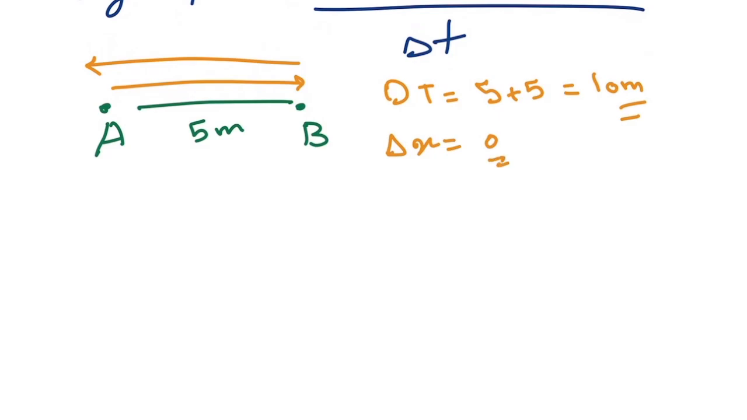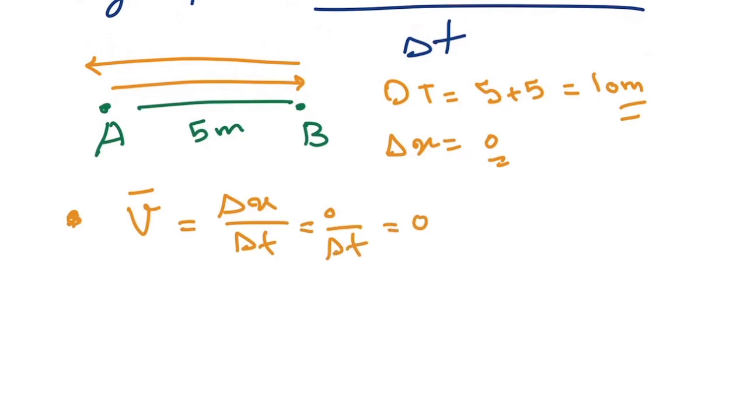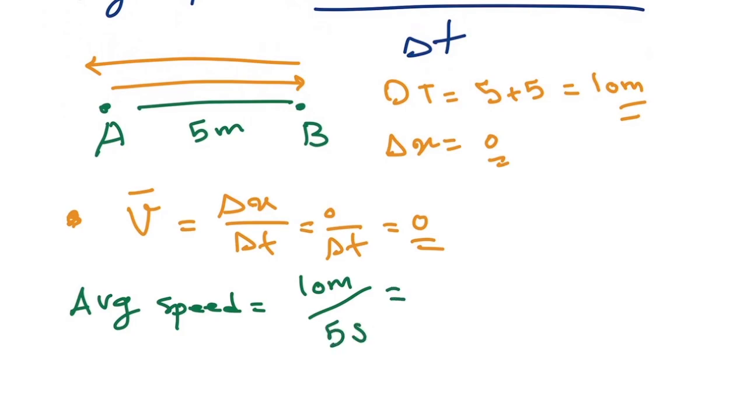So my average velocity would be change in position divided by time. So 0 divided by time. So my average velocity would be 0. But average speed would be the distance traveled, or 10 meters, divided by, let's say, 5 seconds, for example. So that would be 2 meters per second. So as you can see, the average speed is very different than average velocity.